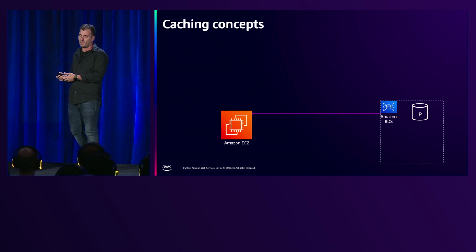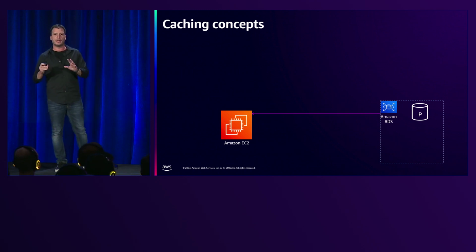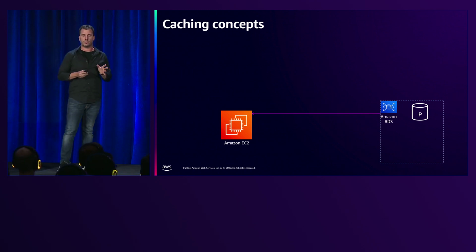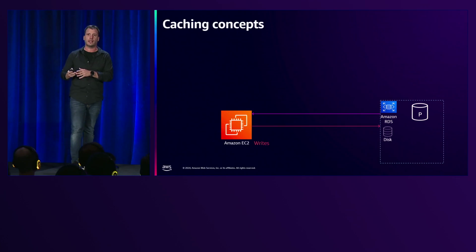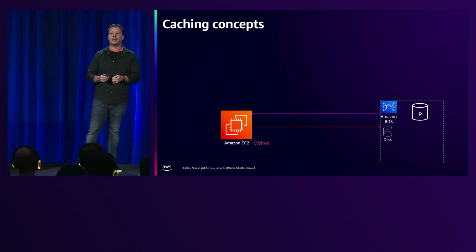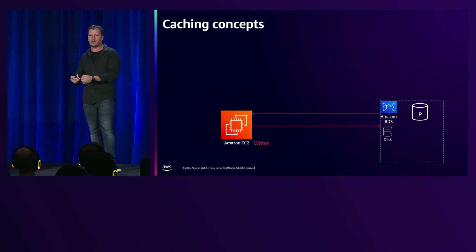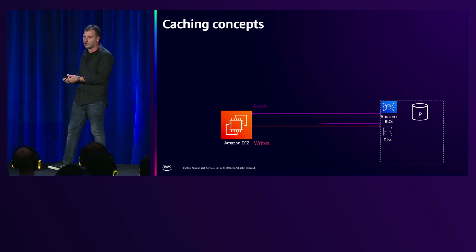So let's assume that our application is running on EC2 and we choose Amazon RDS to store the data persistently. Now we know that Amazon RDS uses the disk to store the data, and there's some additional latency when we want to fetch the items from the disk itself.